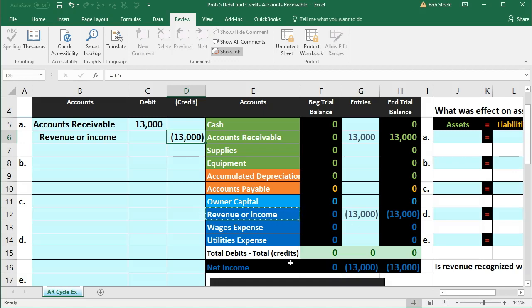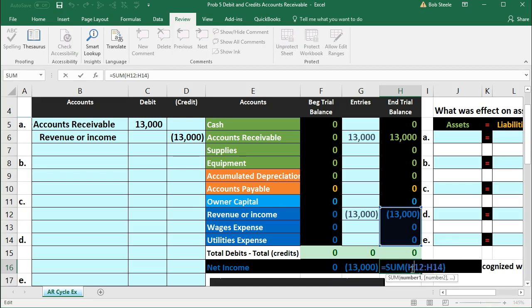But in any case, net income is increasing because that's a credit. So the credit is increasing net income. That's not a loss. That means the credits of revenue are greater than the debits of expenses.